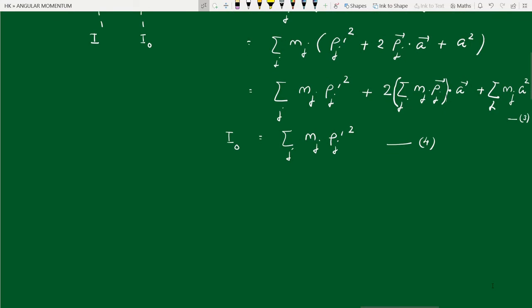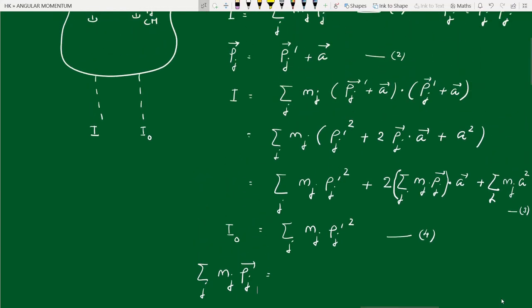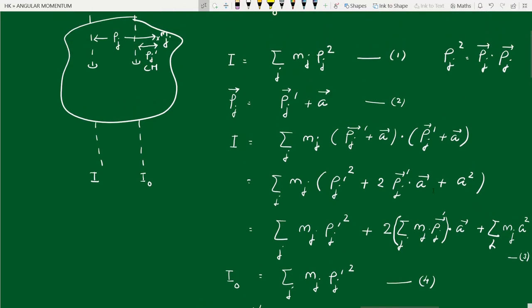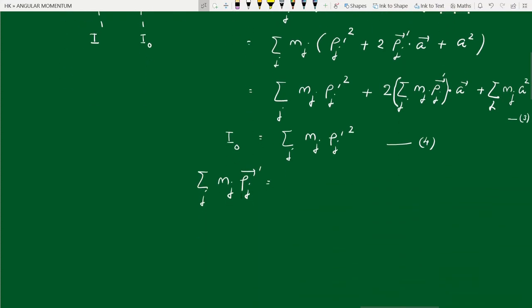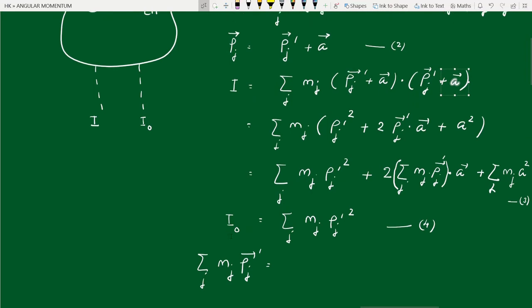So let us look at this term. What is this term? Summation over j mj, vector rho j. Yeah, I think it is rho j prime, right? I forgot to add a prime here. So in this equation there should be a prime, and in this equation also there should be a prime, so mj rho j prime, because in the dot product we have rho j prime plus a dot rho j prime plus a. So it should be rho j prime here. So what is this term, summation over j mj rho j prime?